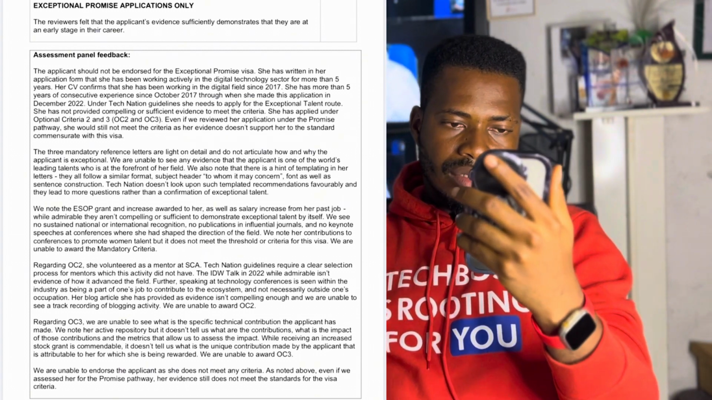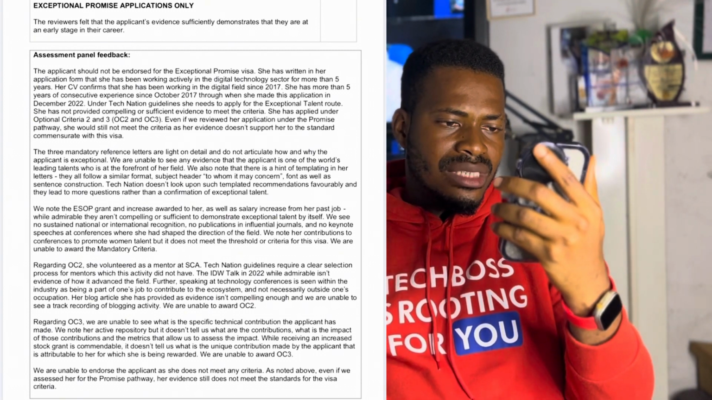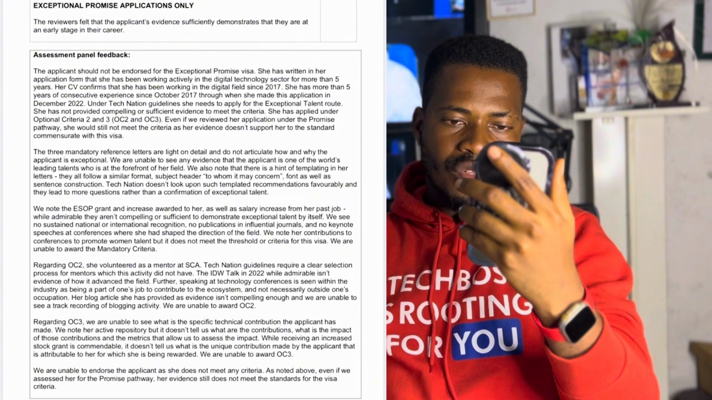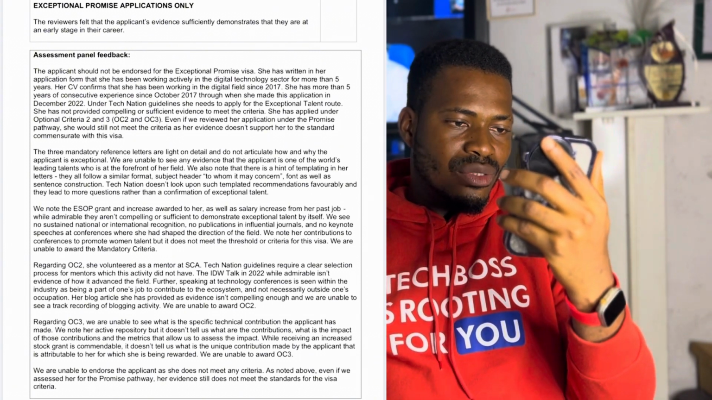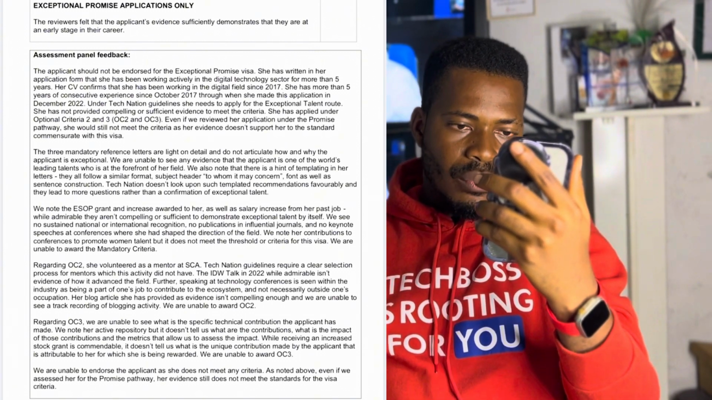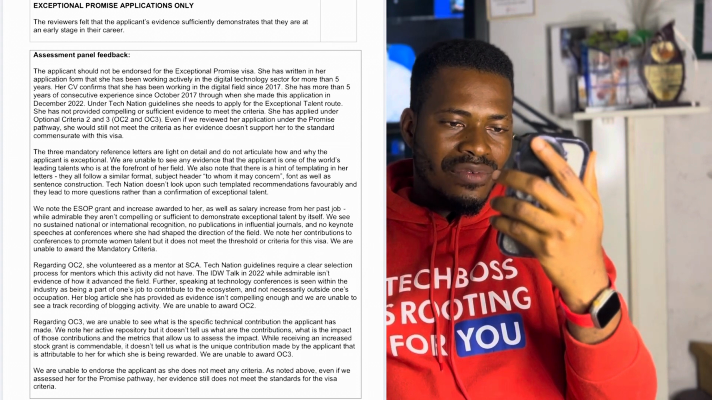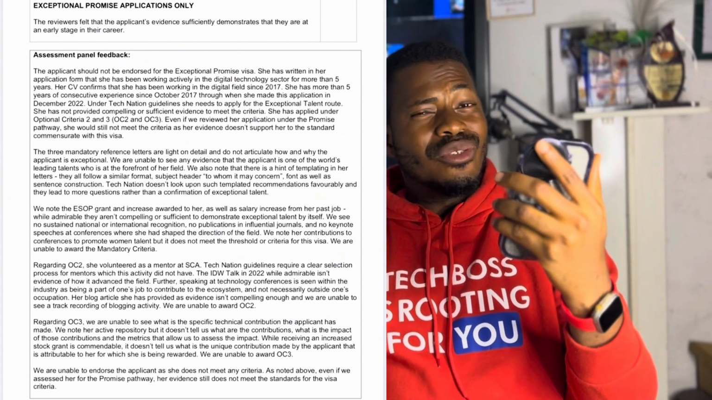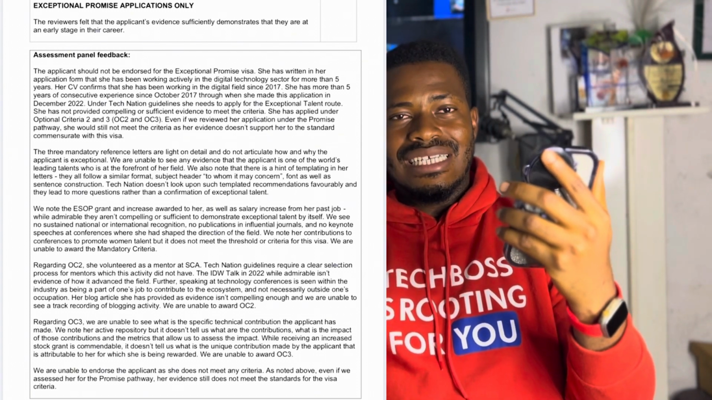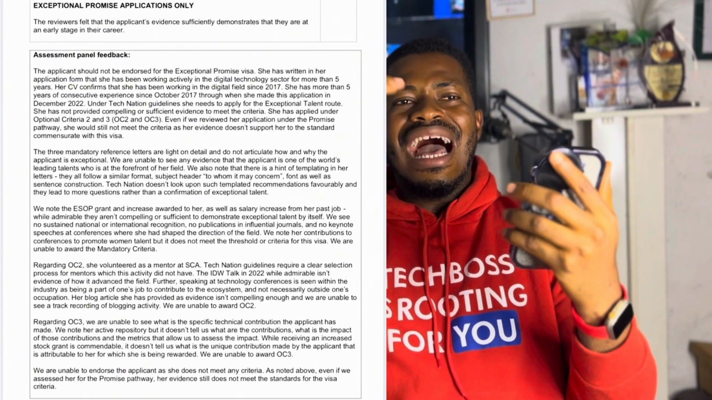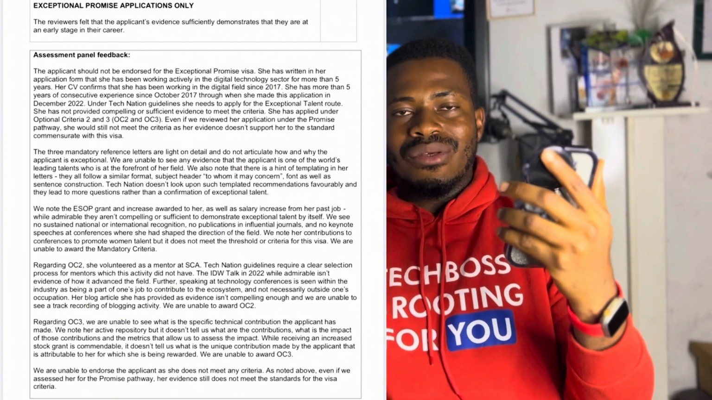And they said, we are unable to see any evidence that the applicant is one of the world's leading talents who is at the forefront of our field. We also note that there is a hint of templating in her letters. So she definitely was templating her letters. What do I mean by templating, right? Her letter followed a particular template.